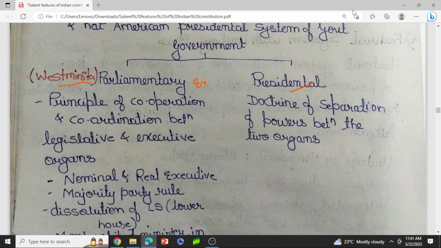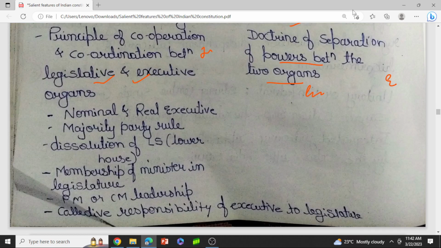Whether it is the executive or the legislative, they are integrated and responsible. Whereas in the presidential form of government, we have the doctrine of separation of powers between the two organs, meaning the legislative acts separately and the executive acts separately. In the parliamentary form, we have a nominal head and a real executive. The president is the nominal head, and the real executive is our prime minister.